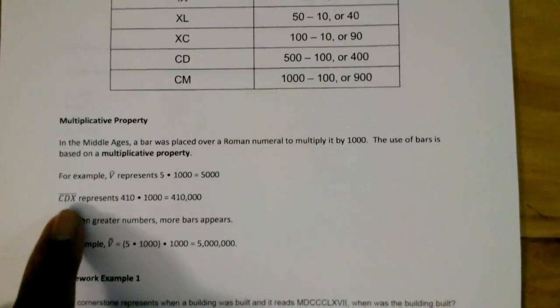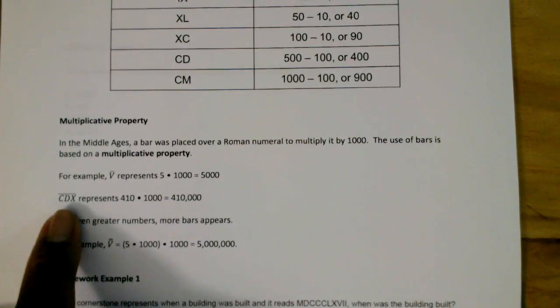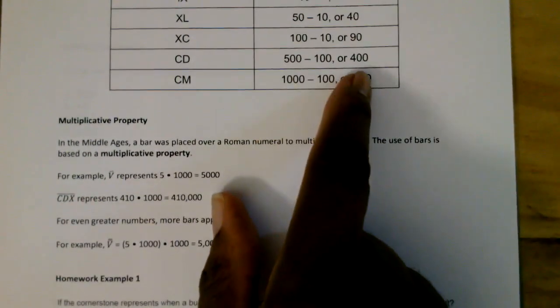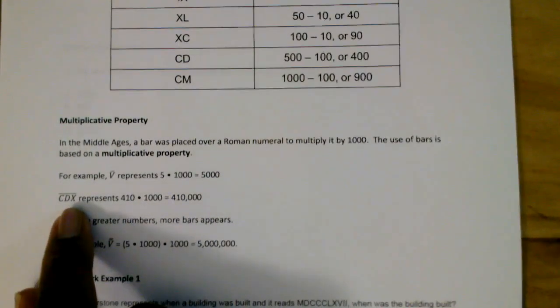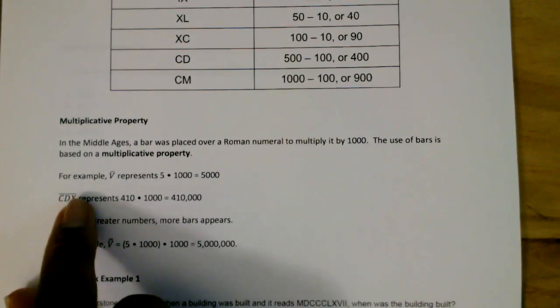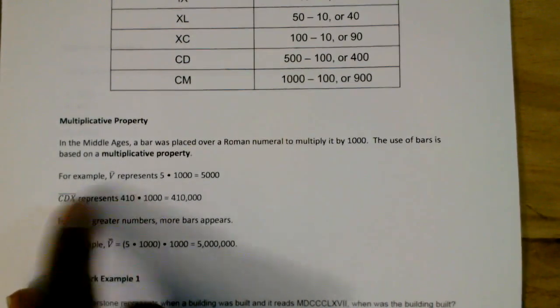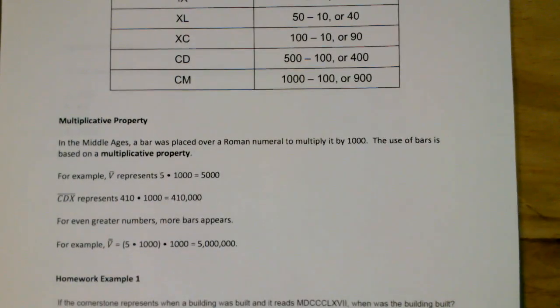And also CDX with a bar on top. Well, let's do this. CD, that's using a subtractive property, that's 400. And then X is a Roman numeral for 10, so 400 plus 10 would be 410. The bar on top tells me to take 410, multiply it by 1,000 to get 410,000.